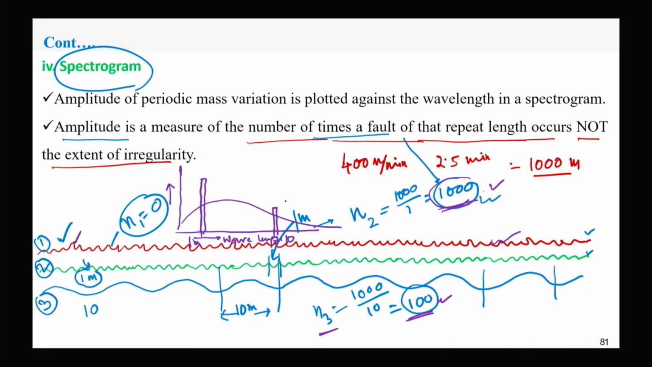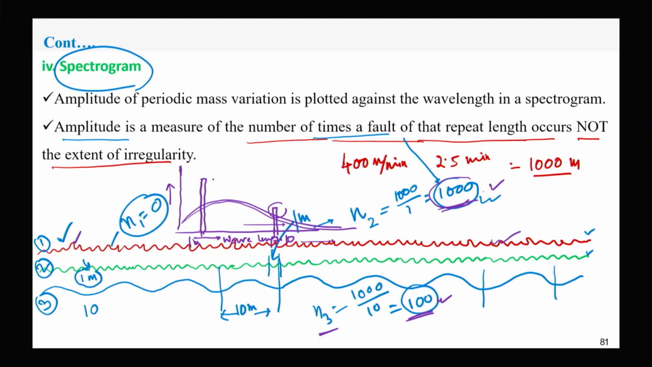So we can see as the wavelength increases, the number of times it repeats is reducing. So the height of the amplitude will be lower always. This is the reason the shape is in this type of bell type shape, where the lower portion is just reducing while we are going towards the higher wavelength. So this is the basic concept.